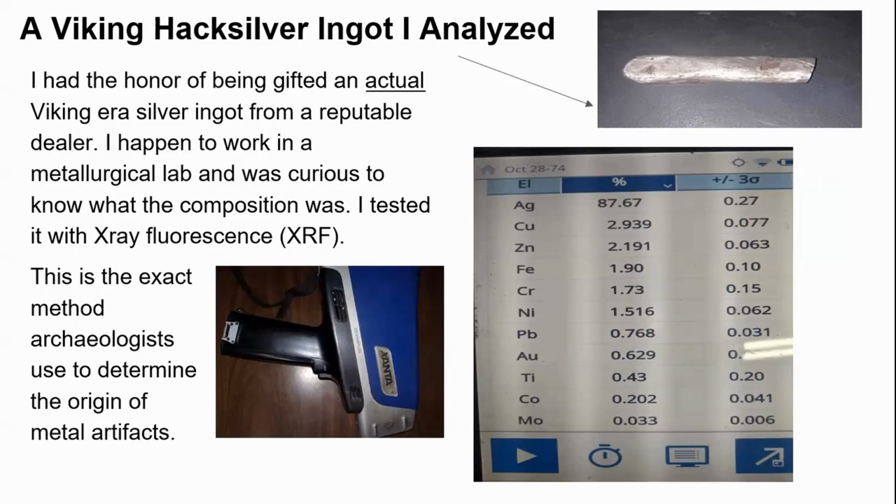So on the right there, you can see it's about 87, almost 88% silver. But there are other things in it: copper, zinc, iron, chromium, nickel, which is pretty weird, a little bit of lead, a little bit of gold, 0.6%, and a few other things. And the mix of elements probably reflects that they were melting and using whatever they had to make that particular ingot. The gold was a real surprise. I wasn't expecting to see that. The lead, I'm not surprised about at all because it's pretty much in everything from back then.